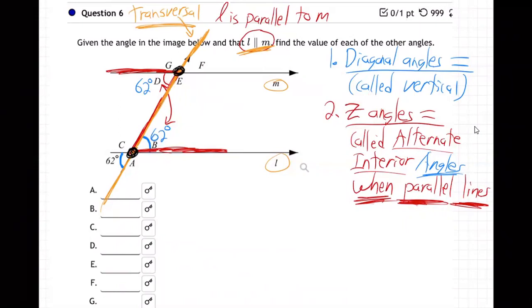Now you know what we can do, right? We can find F because it's diagonal. It's got to be 62 also because it's diagonal from D. We already know diagonal angles, called vertical, are equal. So we got half of them. Now, what am I going to do to find, let's go down and find A. How am I going to find angle A down there?